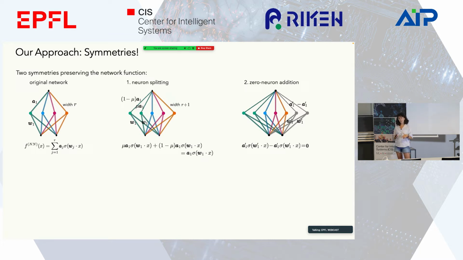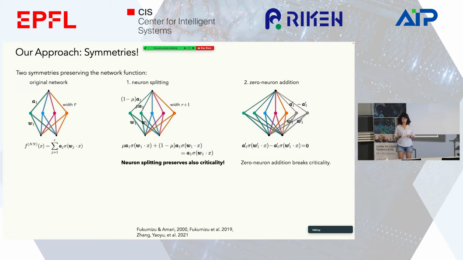And the second one is the zero neuron addition. How am I doing it? Now I keep all the neurons. I'm adding new neurons, which are colored in gray here. The incoming vectors are arbitrary, and the outgoing vectors are such that they cancel each other. So overall, I'm adding a zero neuron, so it doesn't change the network function.